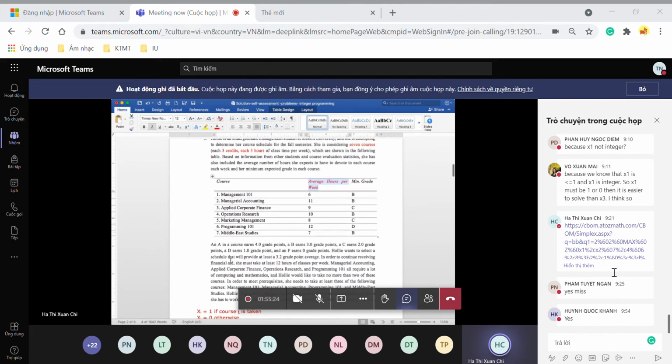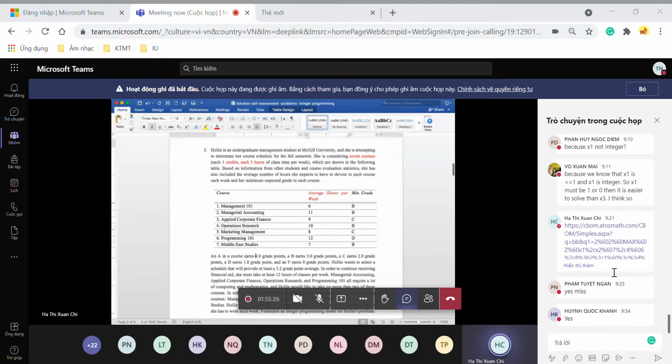So A represents 4 grade points. B is 3. C is 2. D is 1. F is 0. She wants to select the schedule that will provide at least a 3.2 grade point average.